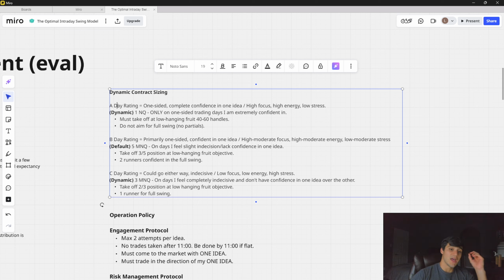So I can identify an A day that is going to be extremely high probability for me when the market is one-sided, when I have complete confidence in one idea, meaning I'm looking at the market, I'm doing my technical analysis, and I think this day is going higher. I don't see any reason why we should go lower today at all. That's an A+ day. And at the same time, I have high focus, high energy, and low stress. So on this day, I can dynamically increase my contract size, and I can trade only one mini. I can only trade one mini on clearly one-sided days that I'm extremely confident in.